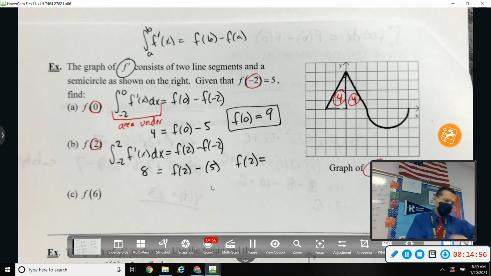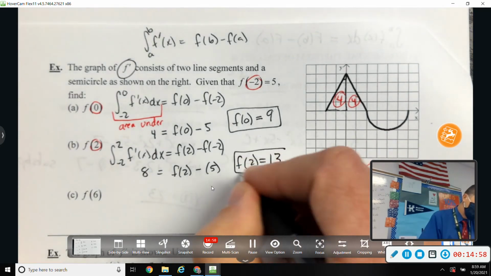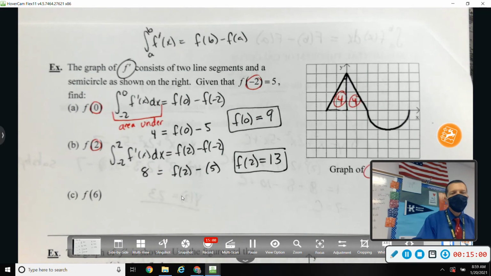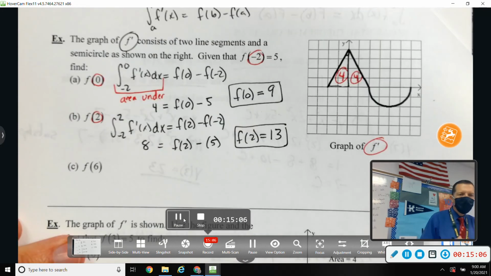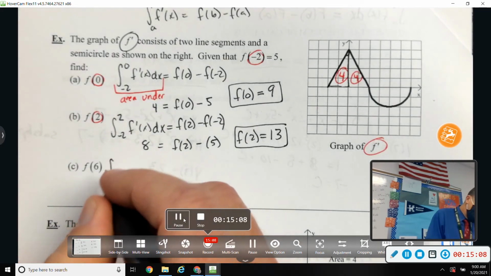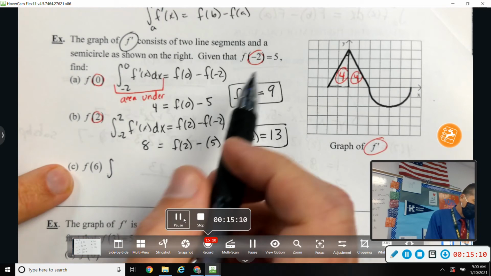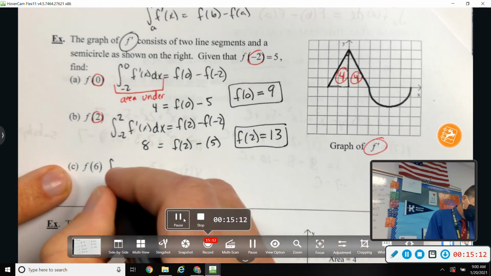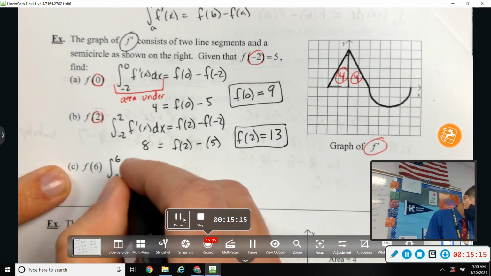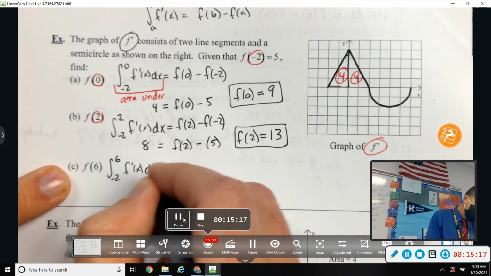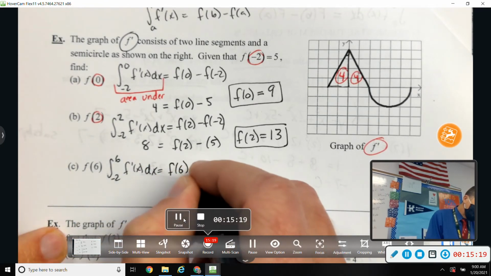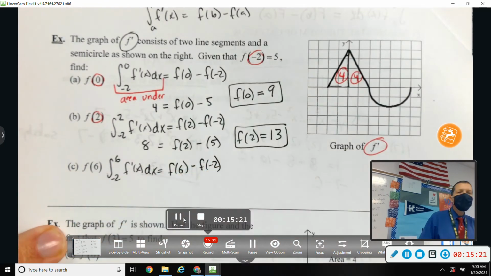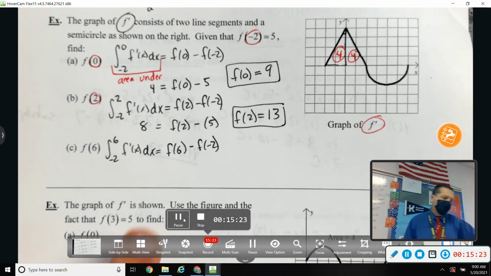Again, real similar to the previous one. All right, try C completely on your own. See if you can take it start to finish. All right, so 6 and negative 2. Negative 2 to 6. F of 6 minus f of negative 2. So same process. Area.